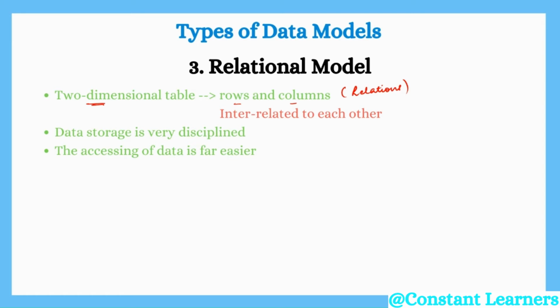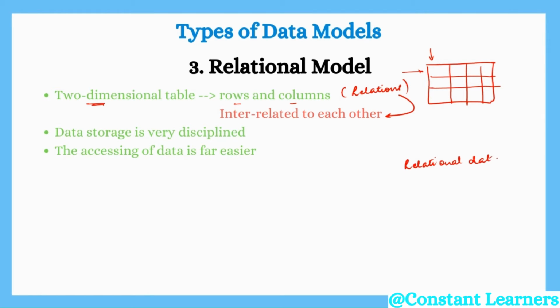And one of the most important aspects of these relations is that the data inside these relations is interrelated to one another. Now, what is a relation or what is a two-dimensional table? A table consisting of rows and columns. So this is a two-dimensional table. All the data in these rows and columns is supposed to be interrelated to one another, right? That is why the name of this database is relational database. All right. So the database that is based on this kind of modeling is known as relational database.